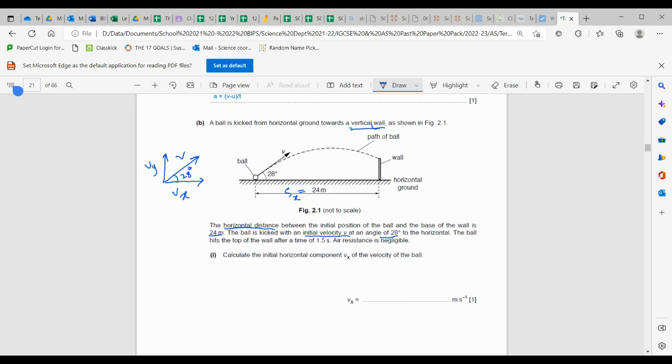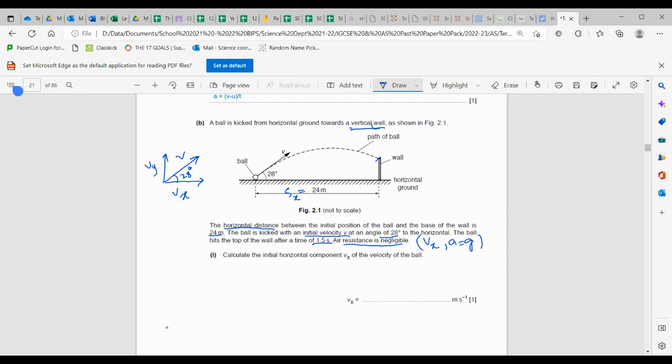28 degrees. The ball hits the top of the wall after a time of 1.5 seconds. So 1.5 seconds is the total time for the motion. Air resistance is negligible. Now keep this in mind, when air resistance is negligible in projectile motion, that means the horizontal motion is going to be uniform motion with uniform horizontal velocity, whereas vertical motion will be an accelerated motion with the value of acceleration equal to acceleration of free fall g.